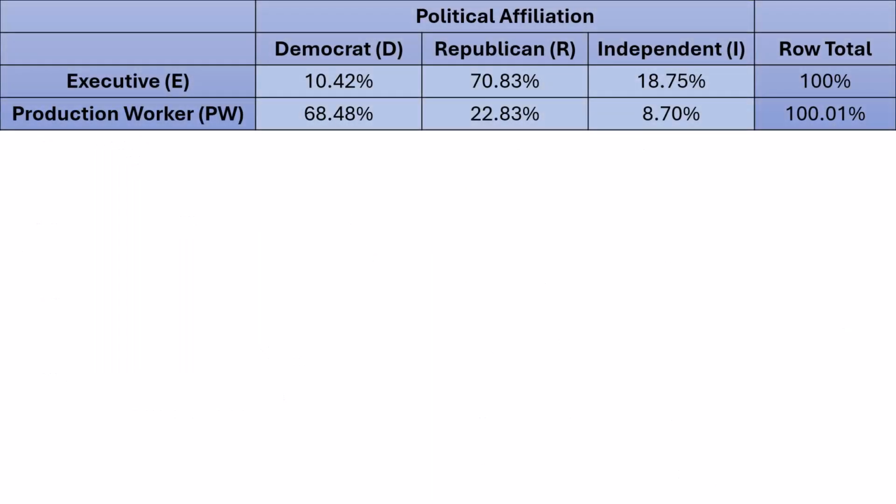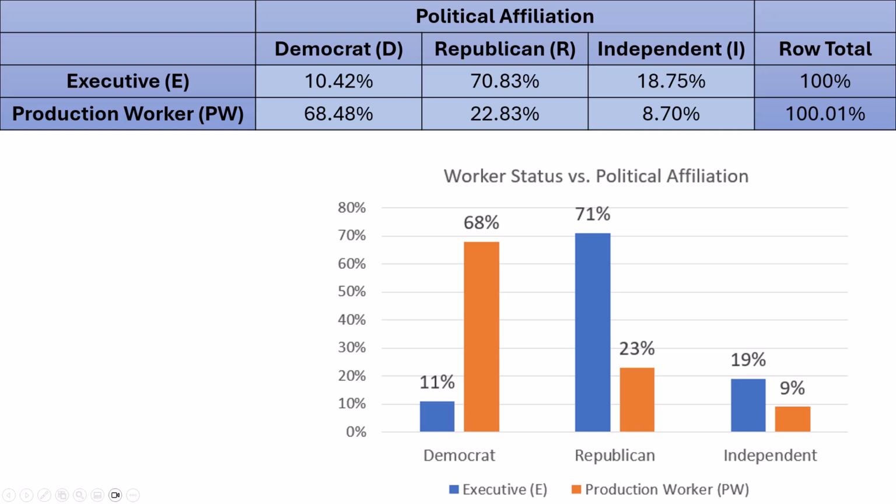Let's take a look at another example. This example is based on a conditional distribution that we looked at in a previous video. Here, our explanatory variable is worker type, as either executive or production worker, and our response variable is political affiliation, as either Democrat, Republican, or Independent. Here's what the clustered bar chart would look like. We have our response variable, which is political affiliation, represented on our horizontal axis, and we have our explanatory variable, which is worker type, represented by the clusters.